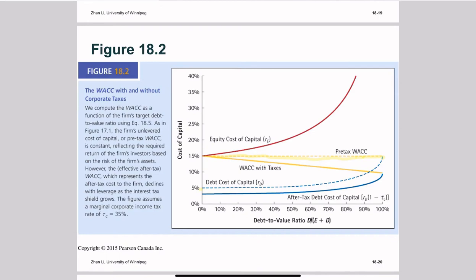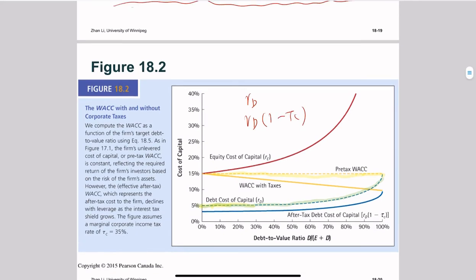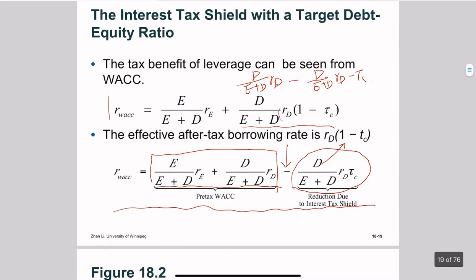But what you can see here is this debt cost of capital, right? This debt cost of capital, it will be lower because of using debt. Because without debt, the debt cost of capital is just R_D. But with debt, the debt cost of capital becomes R_D times 1 minus corporate tax rate, right? So that's why you get this guy here.